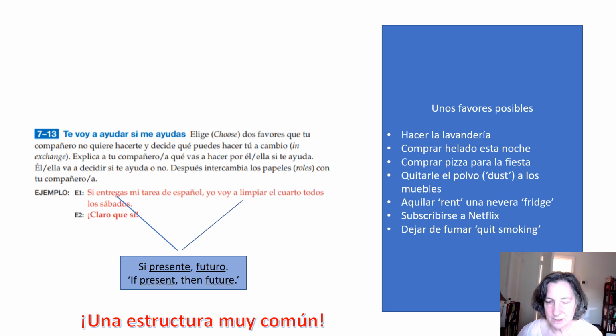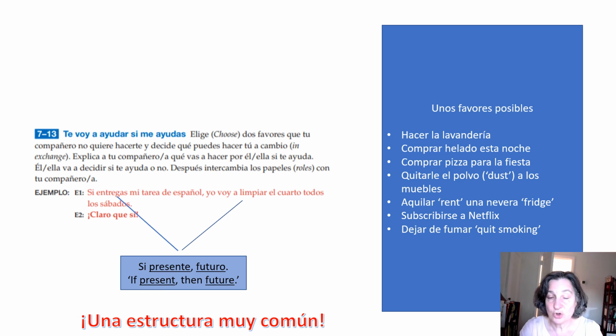So you're supposed to pick 2 favors that your roommate doesn't want to do and decide what you can do in exchange. So you're going to make proposals and then they have to decide. So I have a list here of possible things that you might think of, but let's look at the example. Si entregas mi tarea de español, yo voy a limpiar el cuarto todos los sábados. If you turn in my Spanish homework, I'll clean the room every Saturday. And this answer here is claro que sí.